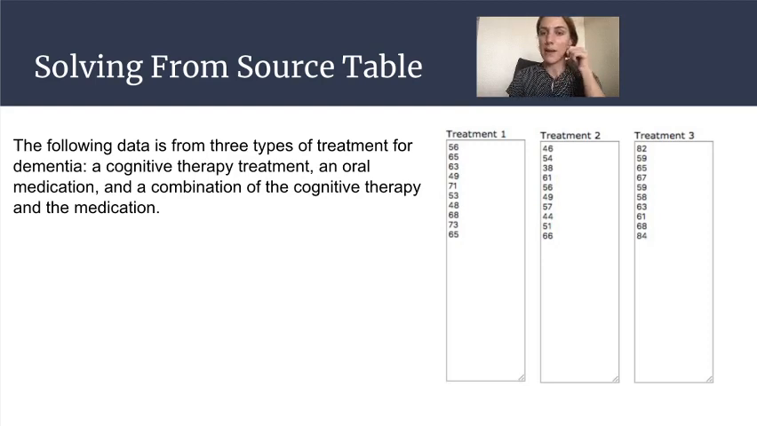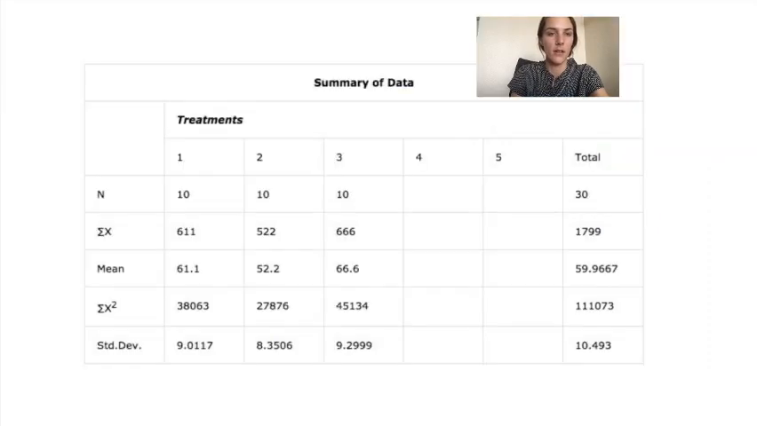So here we have an example where we have data from 3 types of treatment for dementia: cognitive therapy, an oral medication, and then a combination of both. That's what we're interested in comparing across groups. So what do I mean by source table? I mean this data, this type of information here, where we have the number of individuals in each group, where we have the sum of the x's in each group, where we have means for each group.